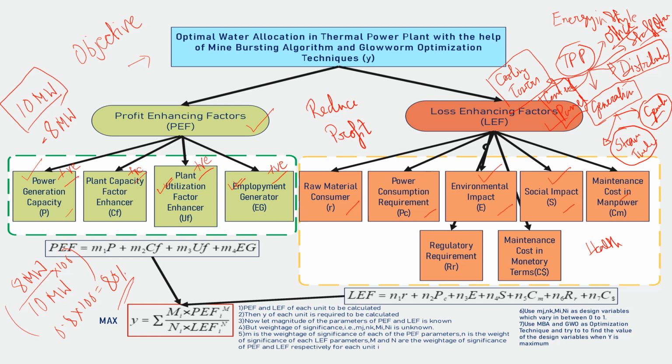Then maintenance cost: each unit of a power plant needs certain maintenance. This maintenance cost is with respect to manpower, how much manpower is required. So this is in terms of manpower and also in terms of money, because not only manpower is required, when you are maintaining a unit, you also need to purchase something. So when you are purchasing, you are spending money, which only contributes towards your expenditure.